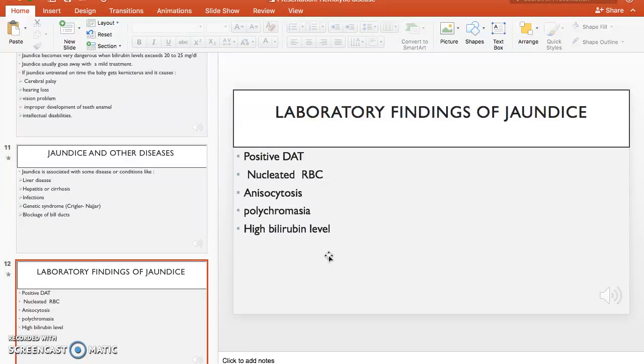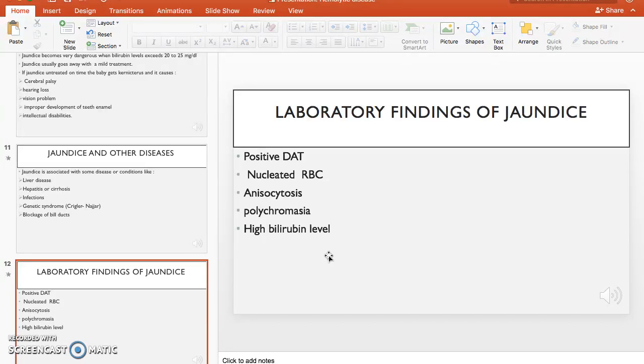Laboratory findings. Just by looking at the baby, we can't jump to a conclusion. We have to make sure that he has a positive DAT test and that his bilirubin level is above the threshold. There are different levels from the first day to the second day. Within 24 hours, there are different levels. We have to make sure that the baby is on that level.